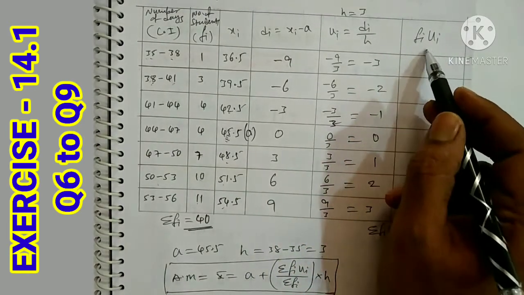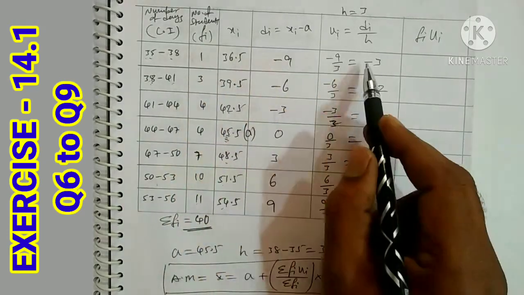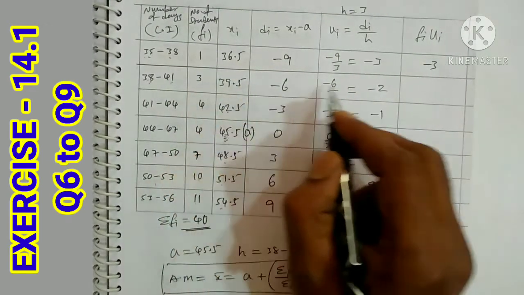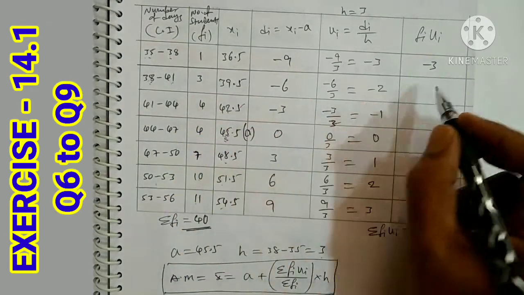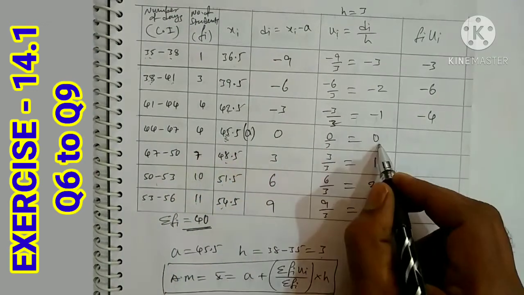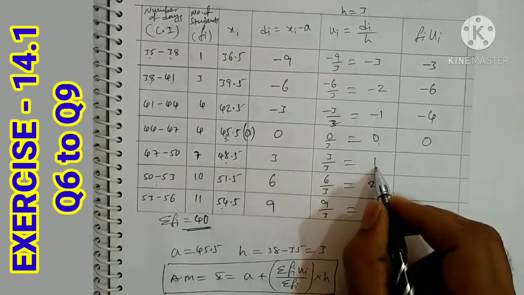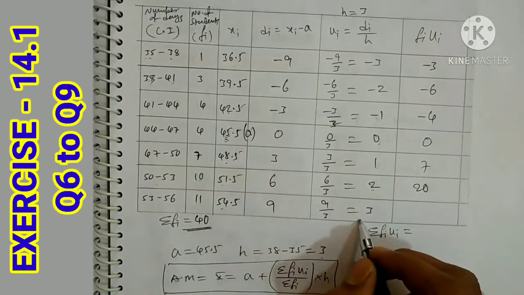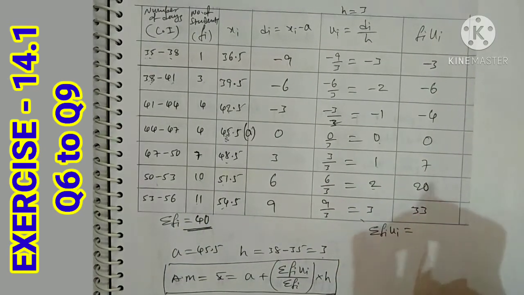So fi ui. Fi ui means 1 into minus 3, it is minus 3. 3 into 2, 3 2s are 6. 4 into minus 1 is minus 4. 4 into 0 is 0. 7 into 1 is 7. 10 into 2 is 20. 11 into 3 is 33.